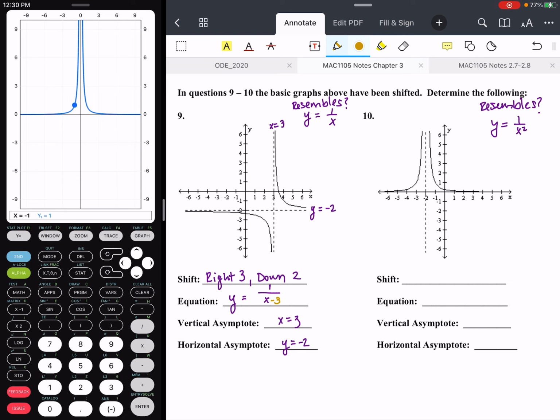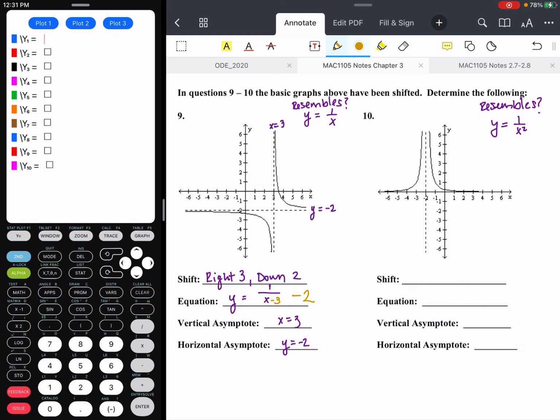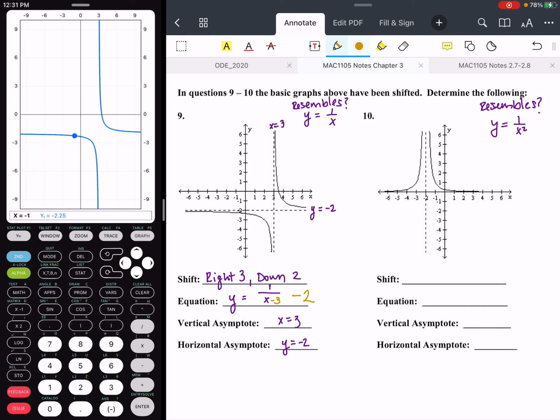And then down 2, that vertical shift, I can just tack that onto the end of my function as a -2. So y equals 1 over x minus 3 and then -2. And let's go ahead and check it in our calculator to make sure we got that right. So 1 over parentheses x minus 3, close the parentheses, so that's my denominator, and then -2. And it looks like we have a match.